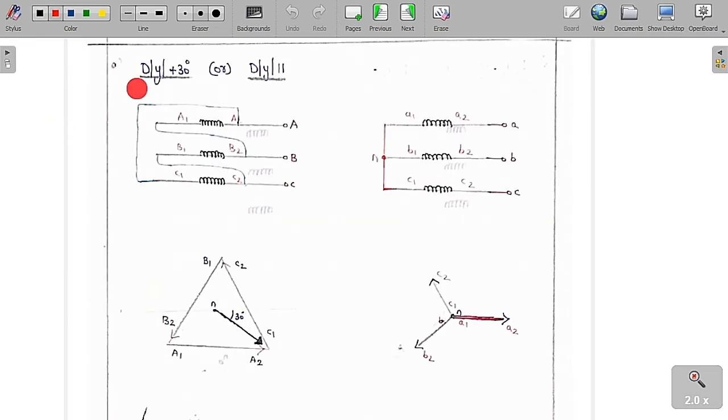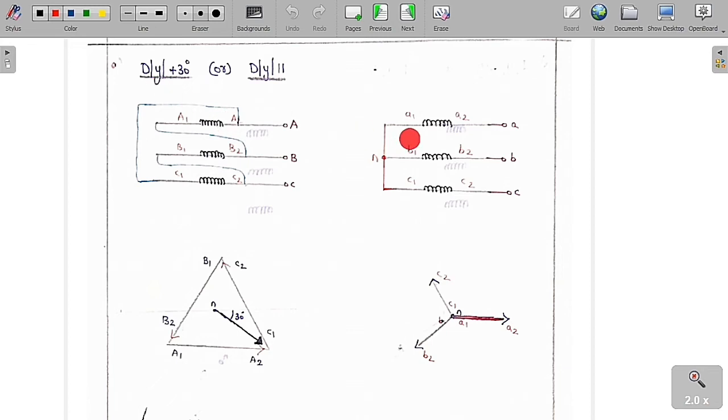So now we are going to study another concept, which is called the delta star connection of plus 30 degree. What is the meaning of plus 30 degree? I have already told you. The phase voltage of the low voltage winding is going to lead by plus 30 degree the phase voltage of the higher voltage winding. So therefore we can say it is 11 o'clock.